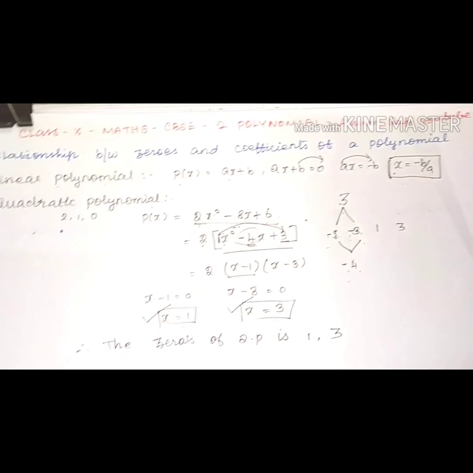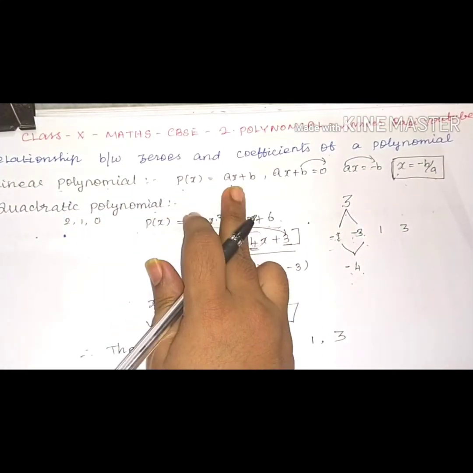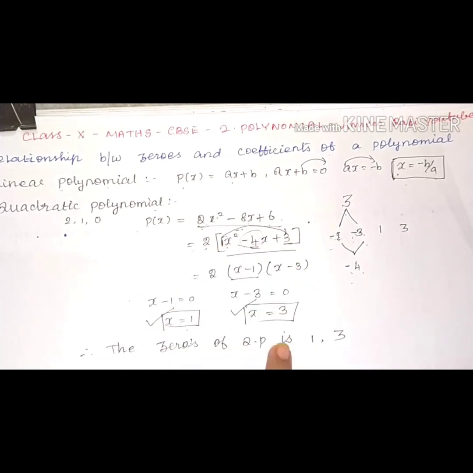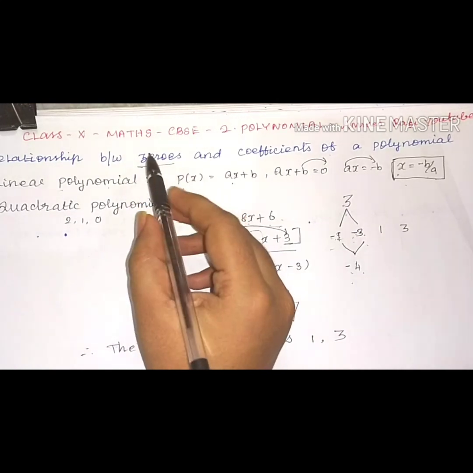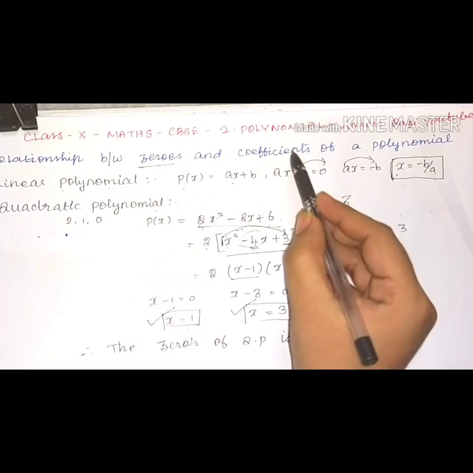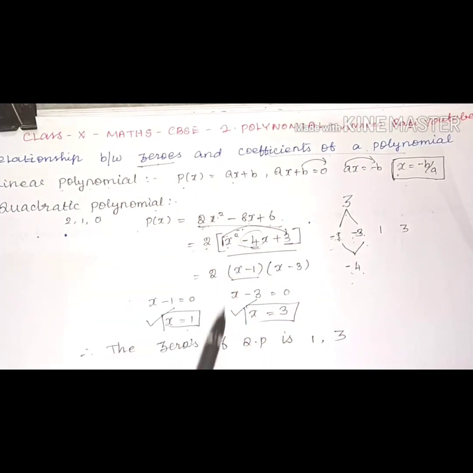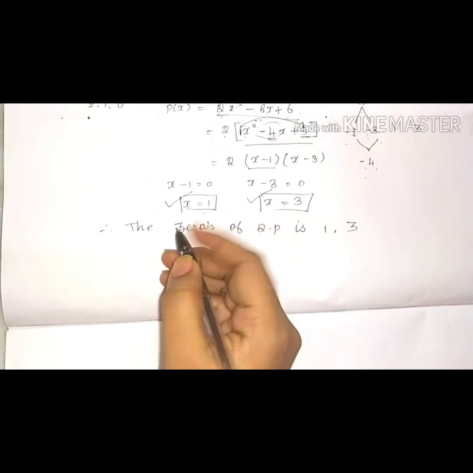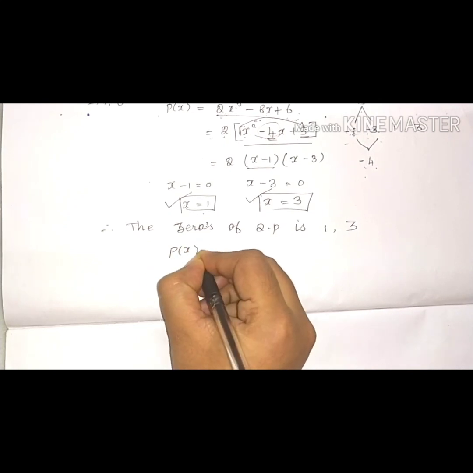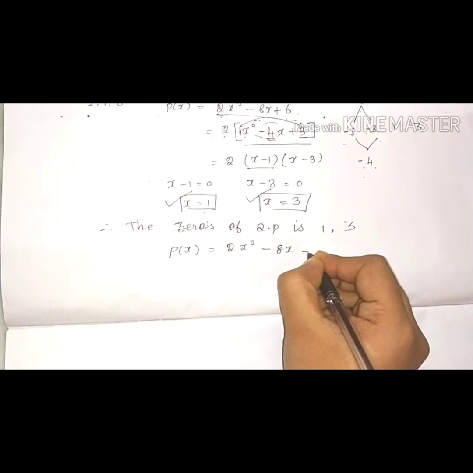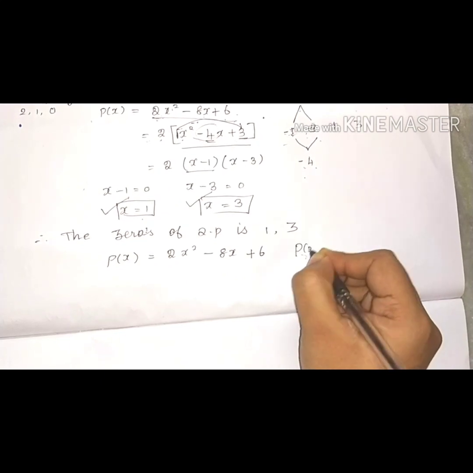Here see the heading: relationship between zeros and coefficients of the polynomial. Through the equation we found the zeros. First step finished. Now what is the relation between the zeros and the coefficients of the polynomial? Now we discuss that. We consider the equation and find its coefficients. The equation we consider is p of x equal to 2x square minus 8x plus 6. I am also writing the general form, through which we can discuss.